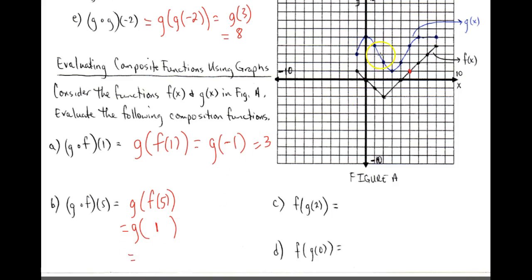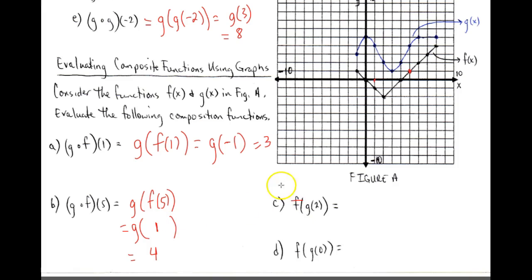And so now we look at the blue graph for g and say, when x is 1, what is the corresponding y value? 1, 2, 3, 4. So we see that g of f of 5 ends up just being 4.